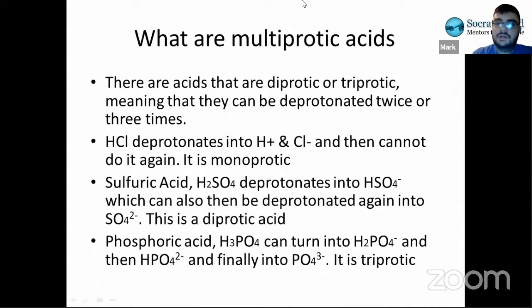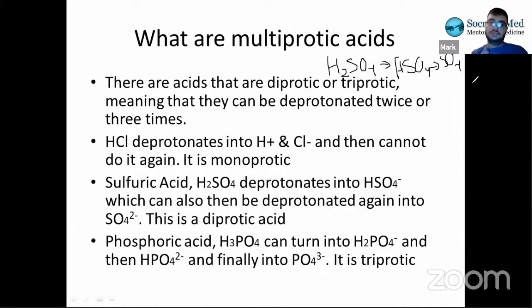Okay, this is one of the last topics for today. I believe we have one more after this, but first I want to talk about what multiprotic acids are. This is actually something we covered earlier. H2SO4 goes into HSO4 minus, goes into SO4 2 minus. Most acids that we've talked about, like HCl and acetic acid, only have one H. They go straight from protonated to deprotonated. Mainly, they have one protic event because they only have one H, but there are acids that are diprotic or triprotic, meaning that they can be deprotonated 2 or 3 times.